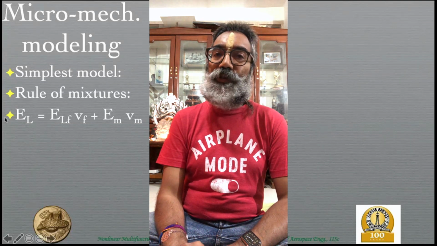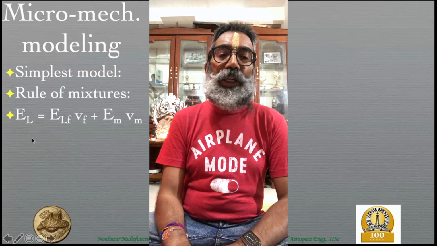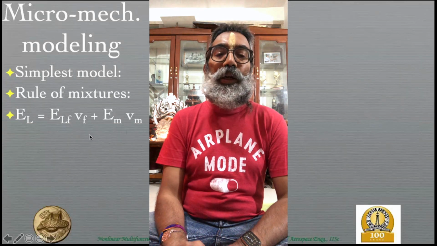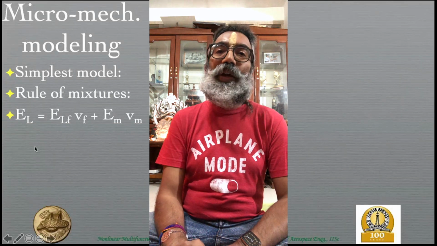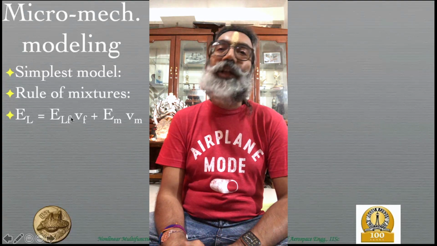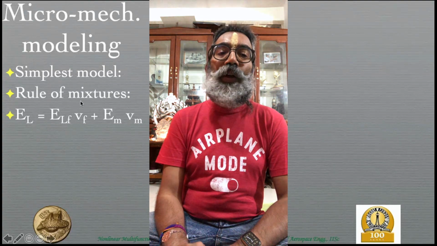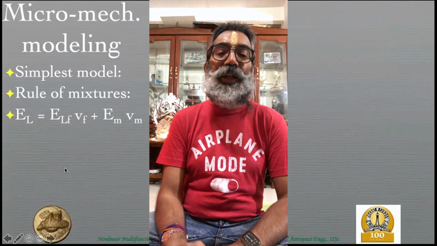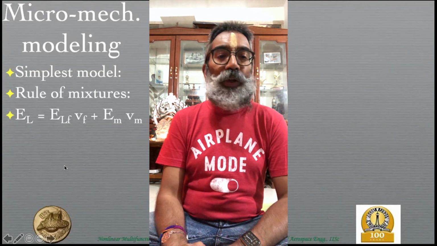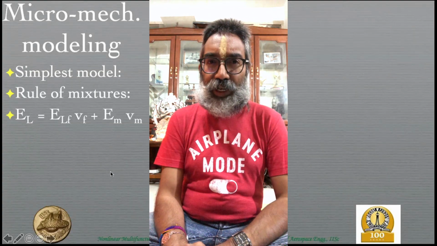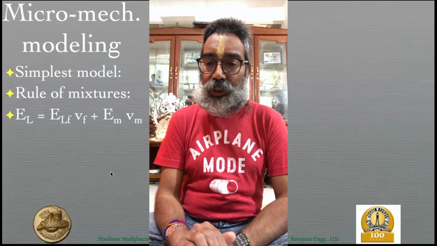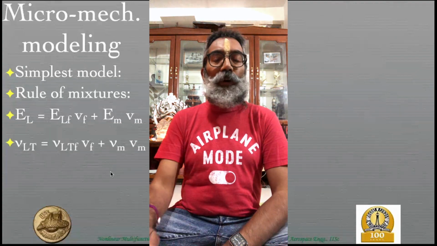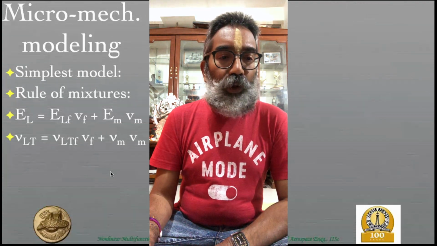E_LF into V_F plus E_M into V_M is equal to E_L. In other words, the Young's modulus as far as the longitudinal direction is concerned is the weighted average of the same Young's modulus, that is along the longitudinal direction, again in tension, but with a weightage, and the weightage involved is the volume fraction. Is this clear? It's a fairly straightforward thing, but if there are any doubts on this, I'd be happy to answer. Okay, so if there are no doubts, let's go further.